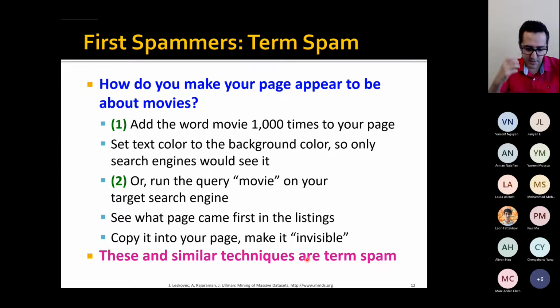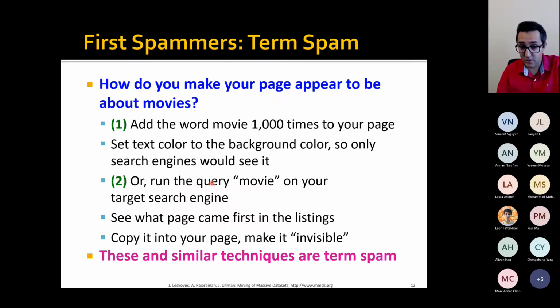Now what happens, because it adds the word movie 1,000 times, the term frequency goes up. So the search engine will be confused. When it looks at this page, it thinks, oh, this page should be a very important page for the term movie because this word appears so many times on this page. So if there is a query that involves movies, I should rank this page high. That's the idea.